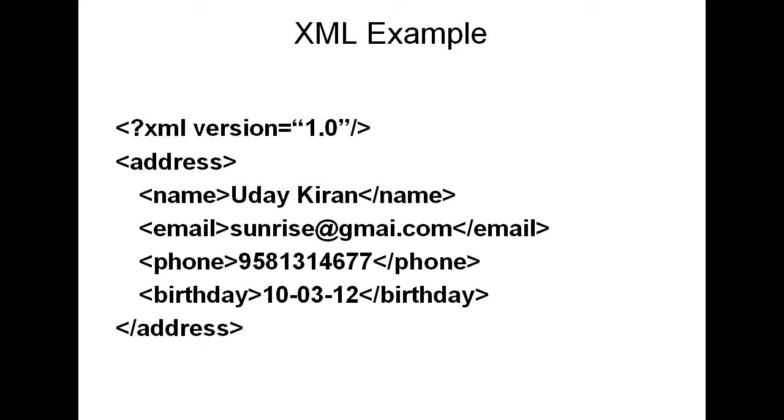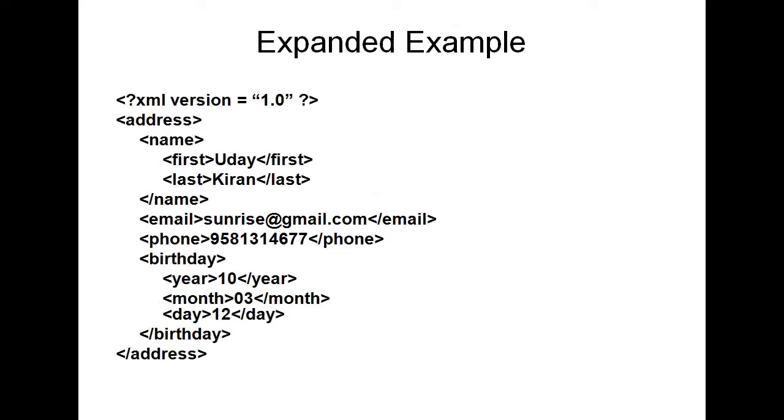Now if I closely look into this example, I can divide this XML document further in this way. I call this an expanded example, where we have the same file but in a different form. Under the address, I have a tag called name. That name contains first name as well as last name. So in this example, I have first name, last name, then we close the name tag. Then we have email, then phone number, then the tag called birthday, with year, month and day.